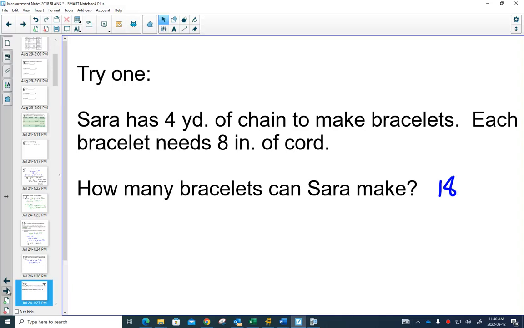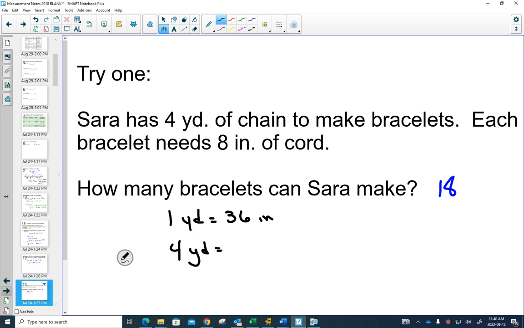Okay. My method is I knew that 1 yard was 36 inches. So the first thing I did was I figured out that 4 yards was equal to 144 inches. I then took 144 and divided it because every 8 makes a bracelet. So 144 divided by 8 works out perfectly to 80.